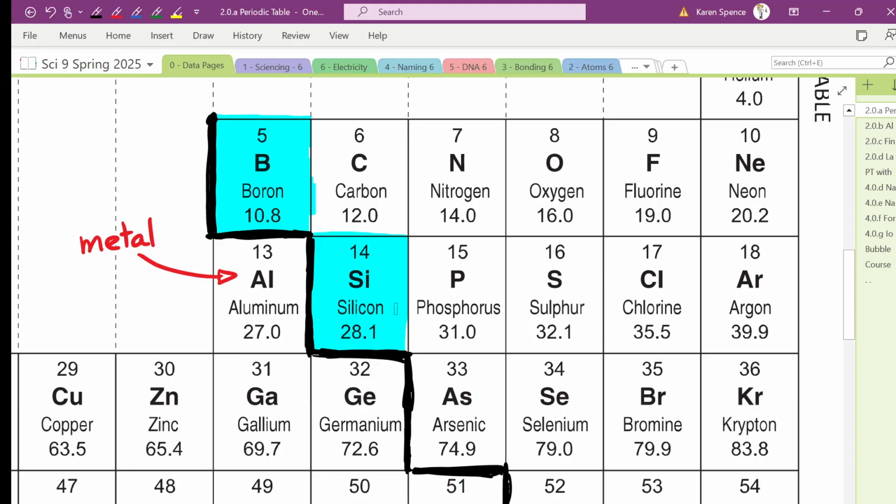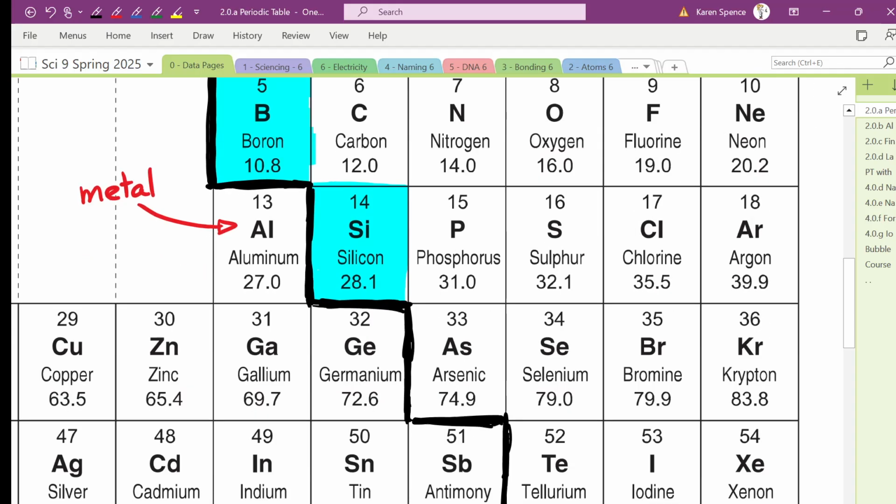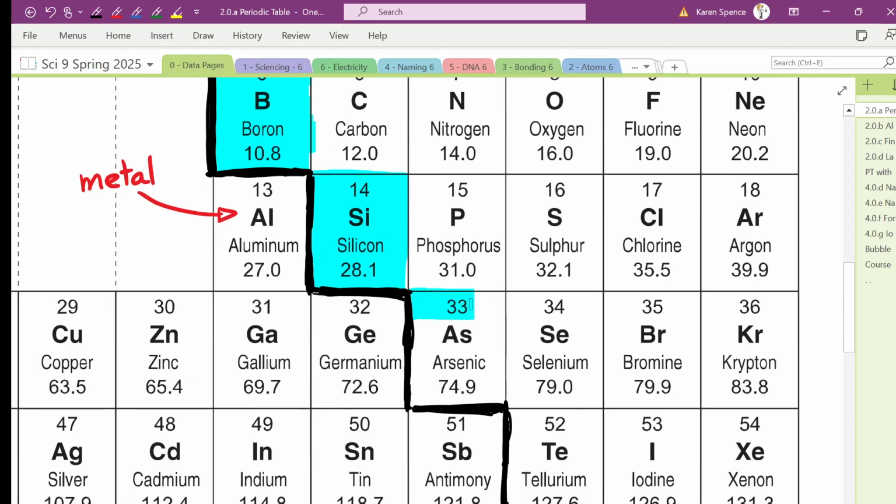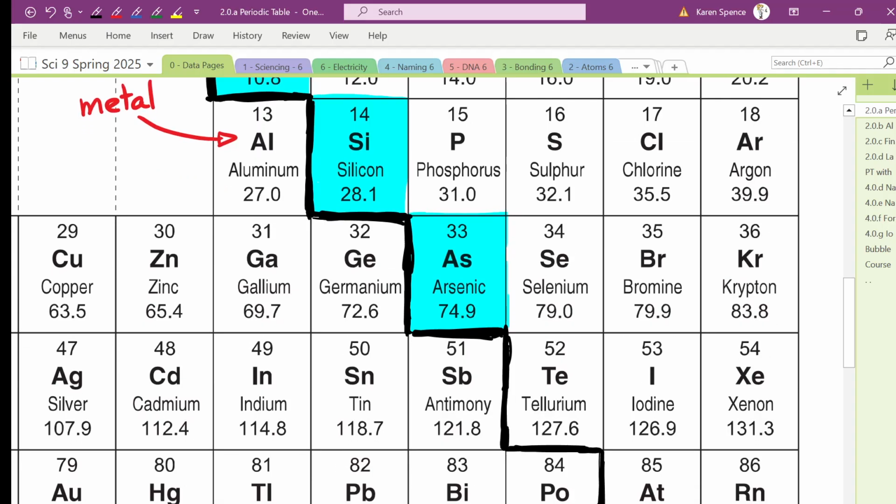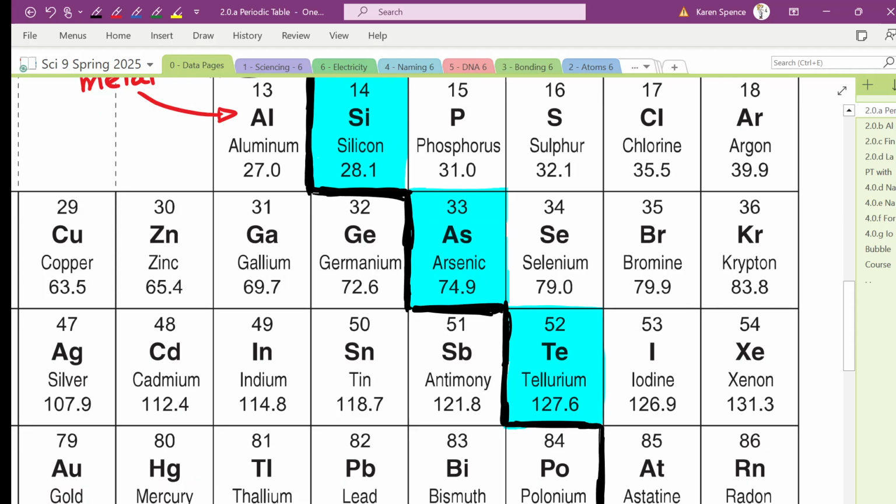Metalloids have some properties of metals and some properties of non-metals. And we'll go into those details in a little bit, okay? So on the top of the line, we have boron, silicon, arsenic, tellurium. And then to be honest with you, it kind of falls apart down here.